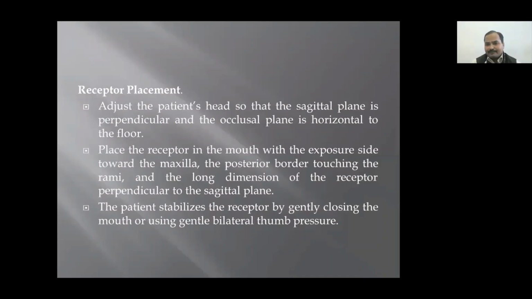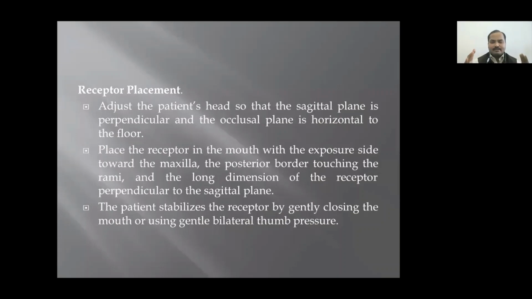Then how to place the receptor, how to place the film in the oral cavity. The patient should be sitting with the sagittal plane perpendicular to the floor, and the occlusal plane horizontal to the floor. So when the patient is sitting, the sagittal plane is perpendicular like this, perpendicular to the floor, and the occlusal plane is parallel to the floor, horizontal to the floor.